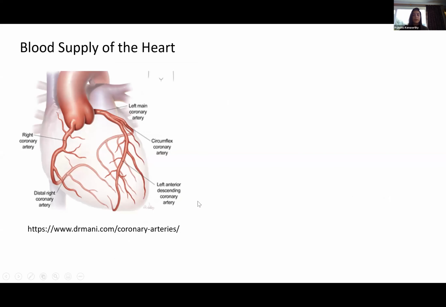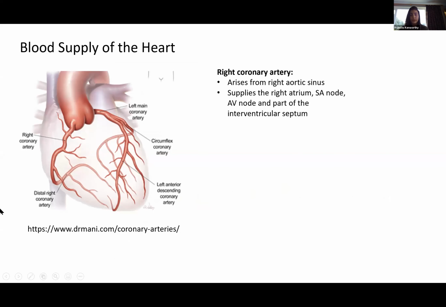There we go. So first one we've got is the right coronary artery. And this one branches off as soon as the aorta comes out of the heart, carrying that oxygenated blood from the left ventricle, and supplies the right-hand side of the heart. Also supplying the sinoatrial node and the AV node as well.